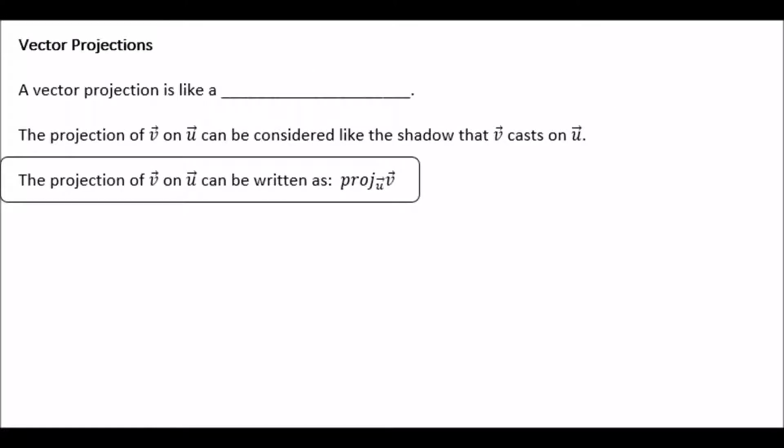The projection vector, so this is an application of the dot product. A vector projection is like a shadow. The projection of V on U can be considered like the shadow of V cast on U. We're going to see that on the next page. So the projection of V on U can be written like this, this is quite important. So always V is on that same line as projection, and then U, it's casting on U, and you can see that's going to be subscript there.